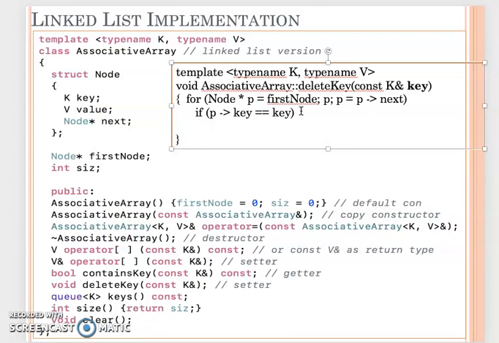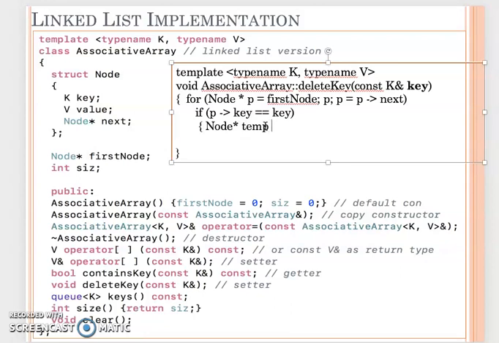After you find it, you just need to delete that node. To delete the node, you need to have a temp node. This temp node is equal to p. Then we have our p.